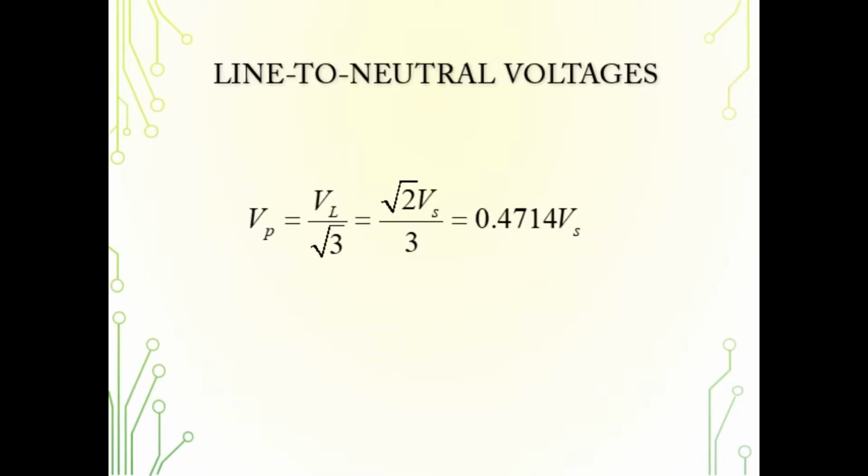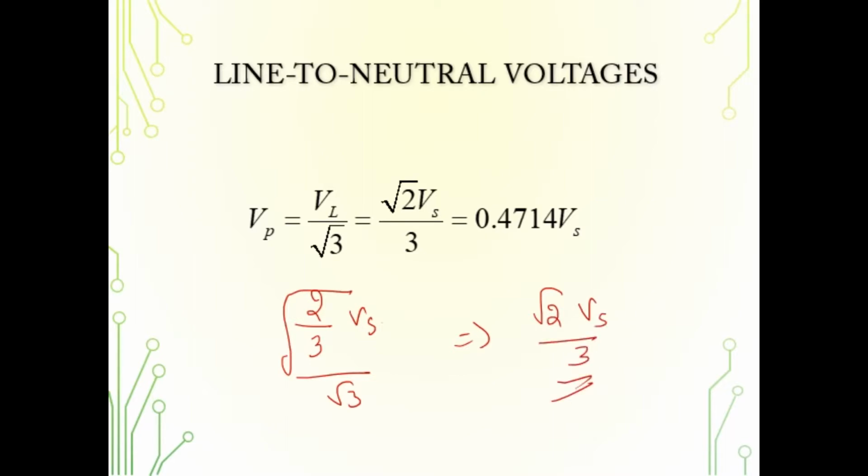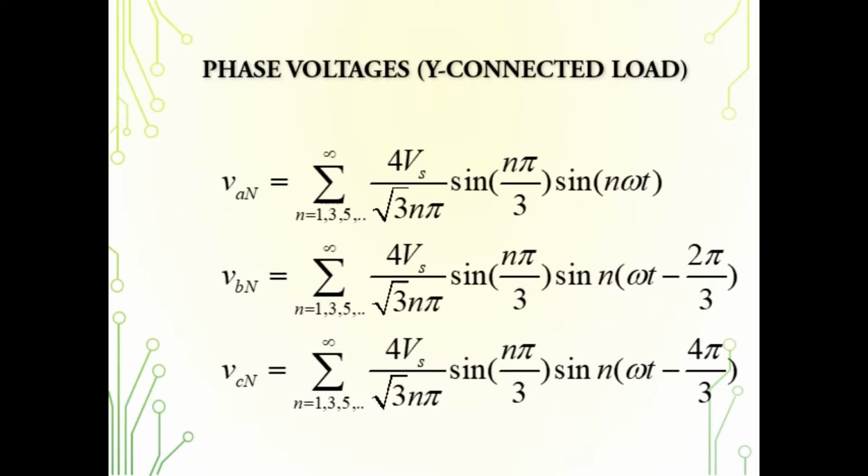Whereas the line to neutral voltage is given by the line voltage divided by root 3. It is nothing but root 2 Vs by 3. Actually, the line voltage is root 2 by 3 Vs, and that divided by root 3 means we get root 2 into Vs by 3. So this is the line to neutral voltage.